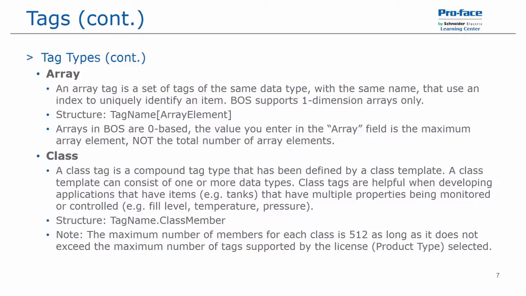So you would have the tag name, and in brackets, you would have the element, and let's say you're using a tag name for that element number as well. And then a dot, and then a class member name. That entire string of characters that identifies that tag cannot exceed 255 characters.